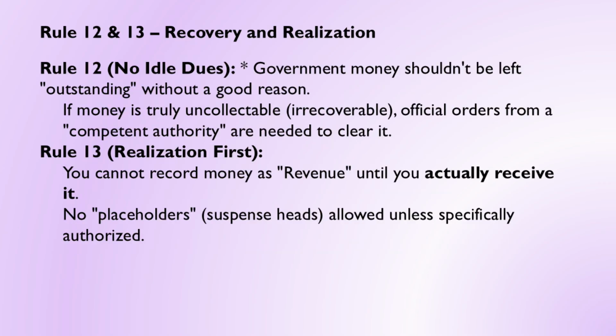Rule 12 and 13. Recovery and realization. Rule 12 and 13 are about financial realism. Rule 12 says you cannot just let debts sit there forever. You must either collect them or, if they are truly irrecoverable, get official permission to write them off. Rule 13 is a golden rule. Credit must follow and not precede actual realization. You cannot record money as revenue just because you expect it. You must actually have it in hand.